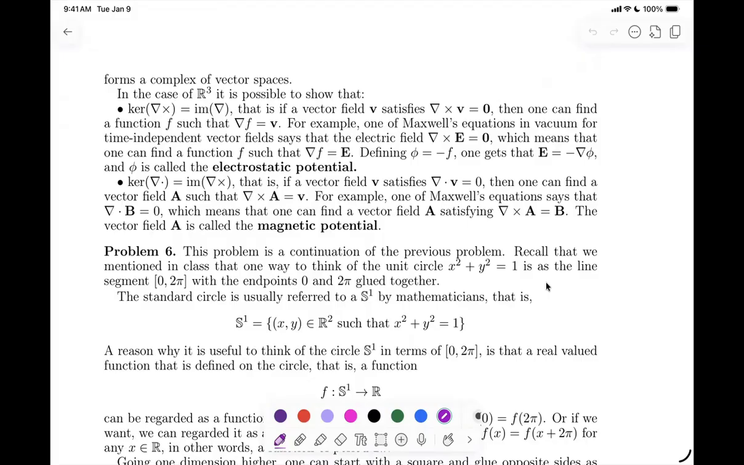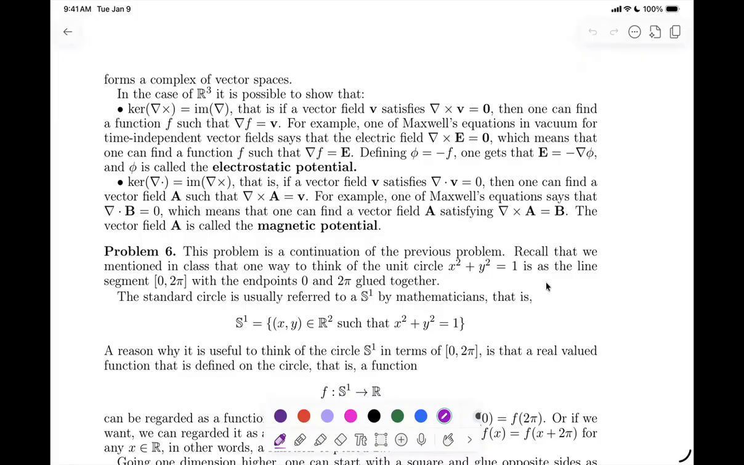For magnetism, there's something similar because one of Maxwell's equations says that the magnetic field is solenoidal, or divergence free. Because of all this, you can find a vector whose curl gives you the magnetic field, and that is called the magnetic potential. Then what the last problem says is that this very nice thing that happens on R3 does not happen anymore if your universe were three-dimensional but of a different shape.